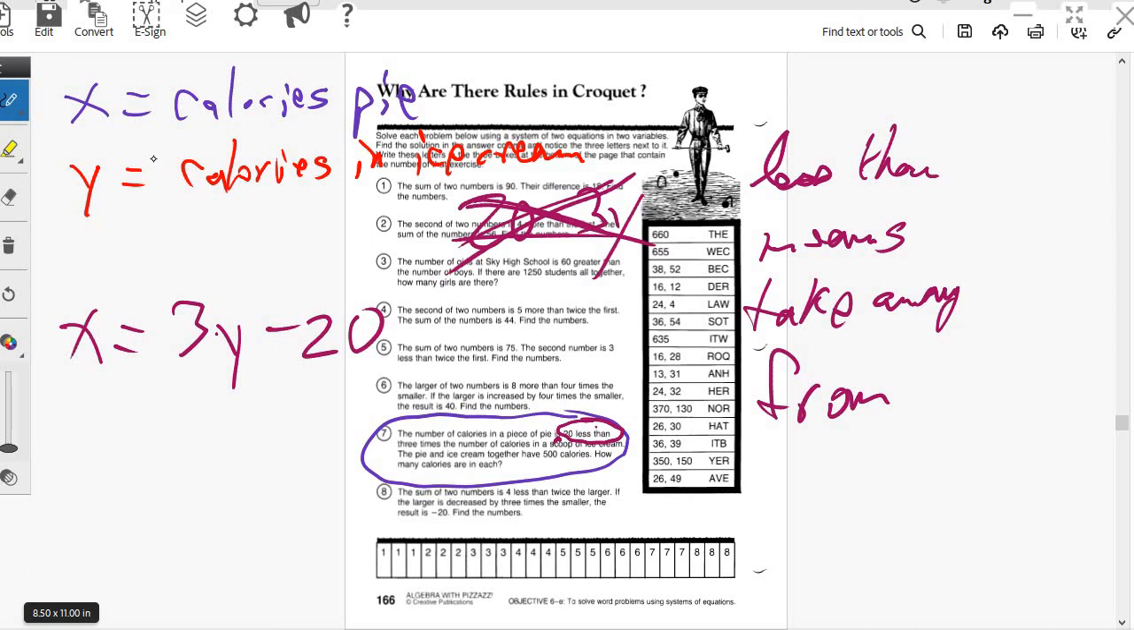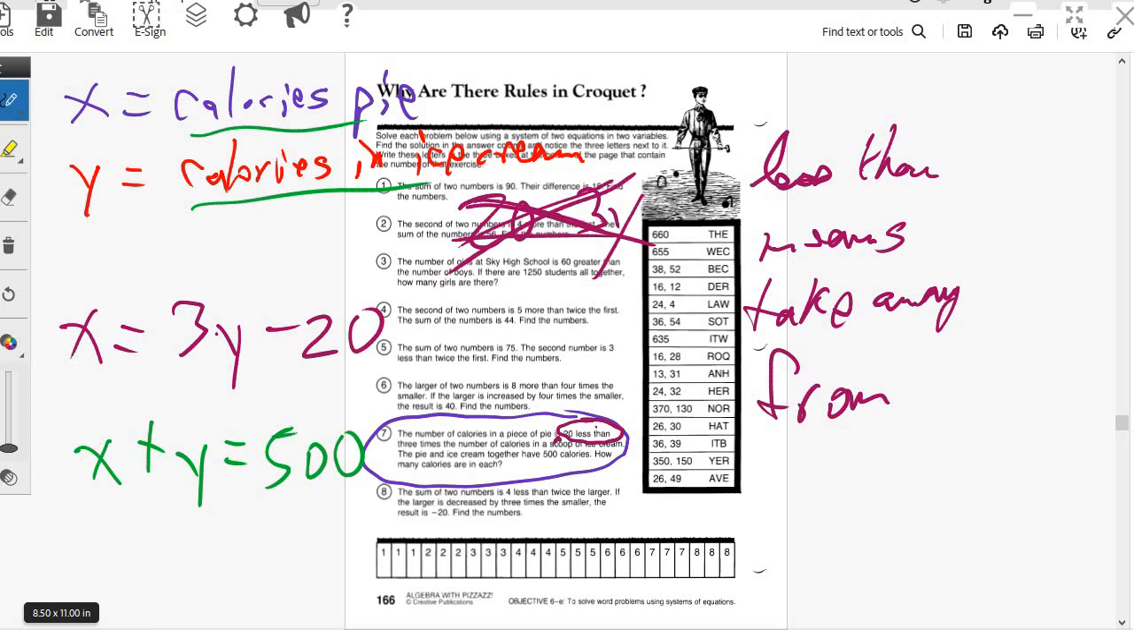Okay, and then the last piece of information is the pie and ice cream together, right? Together is the key word, and together means to add, right? So x plus y, right? The number of calories in pie and calories in ice cream together is equal to 500. Okay, so now to solve this, I'm going to use substitution method, because substitution method to me works really well, right?